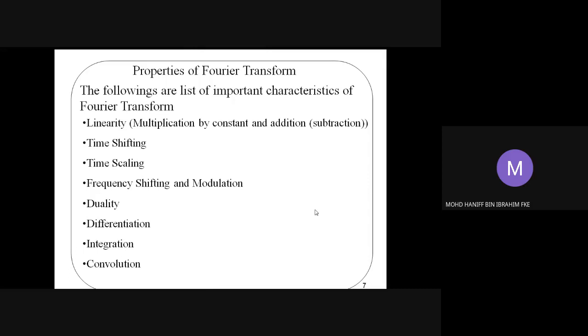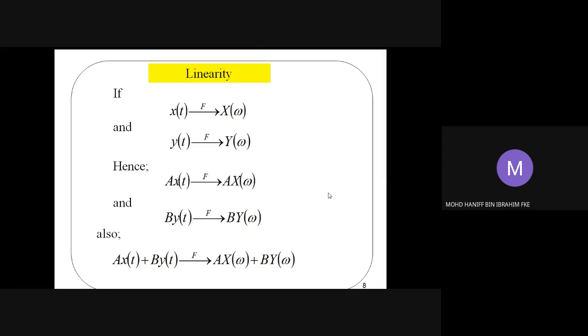These are the properties that shall be understood. We are going to have linearity, time shifting, time scaling, and frequency shifting and modulation. So the first 4 properties will be covered in lecture 10, and the rest of the 4 properties will be covered in lecture 11. So for today's lecture, we are going to cover only up to frequency shifting and modulation properties. Okay, so let's have a look at the first property, which is linearity.